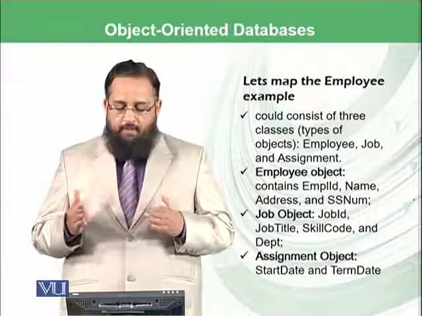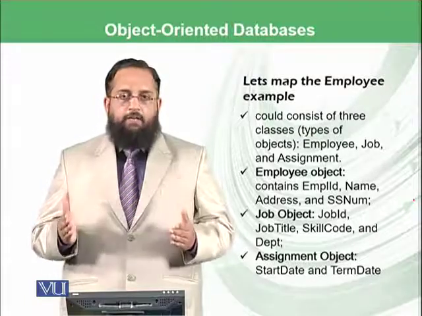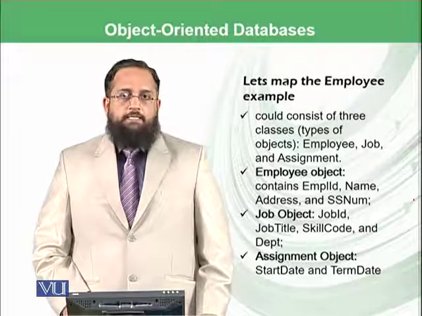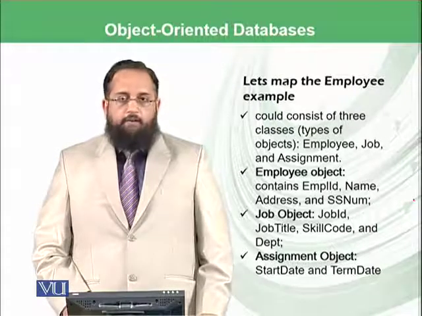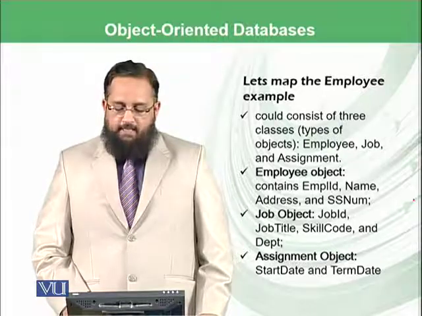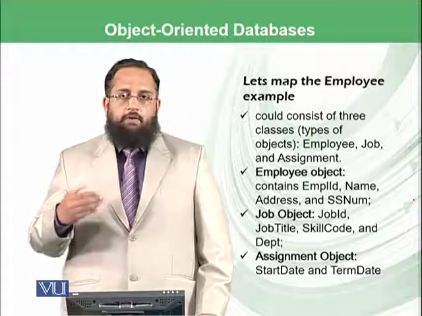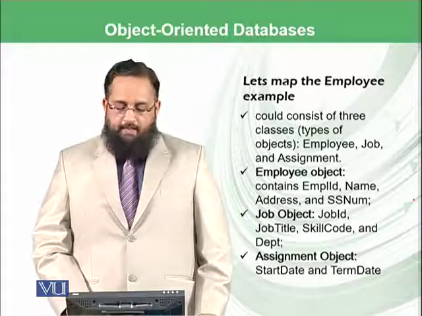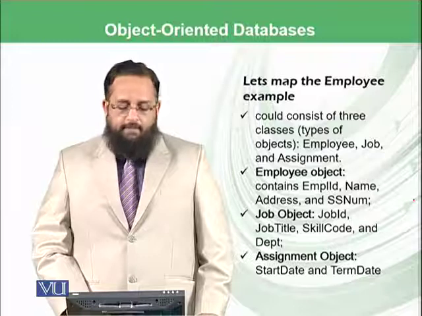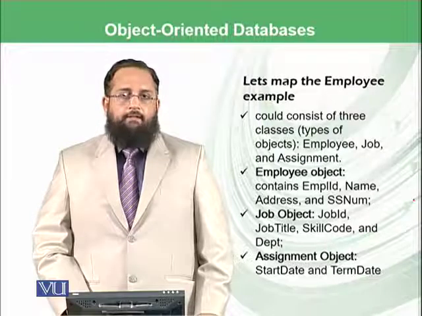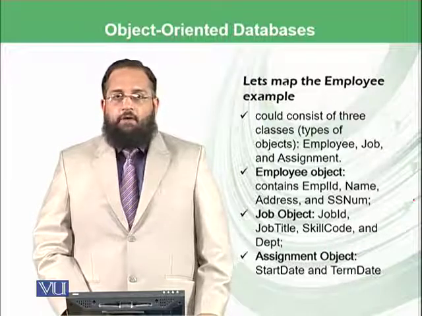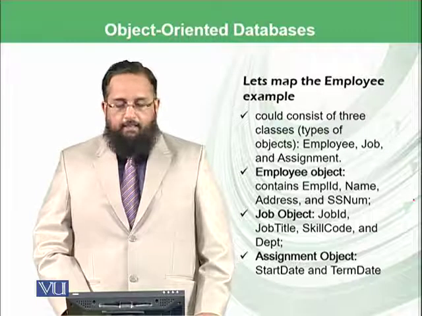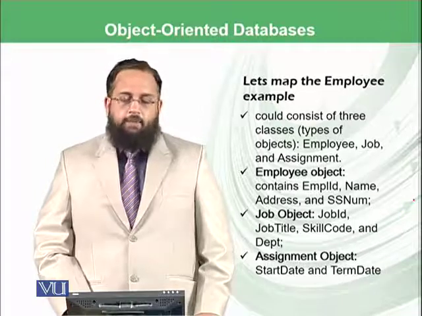which has employee, their assignment, and their jobs. So we will have three types of objects. One is the employee object, and that will contain employee ID, name, address, and social security number. And the job object will contain job ID, job title, skill code, and the department in which that employee is working. And the assignment object will contain the start date and the term date.